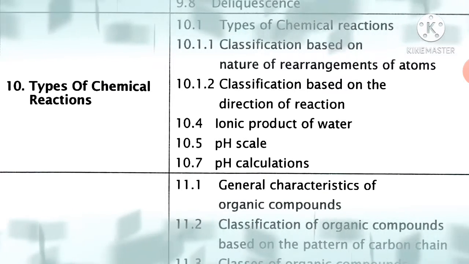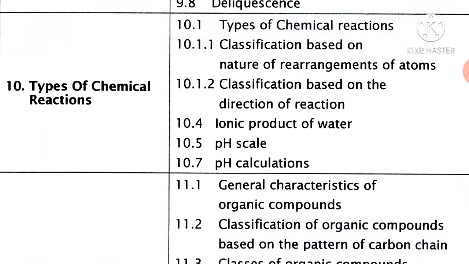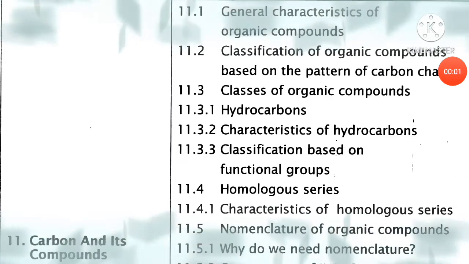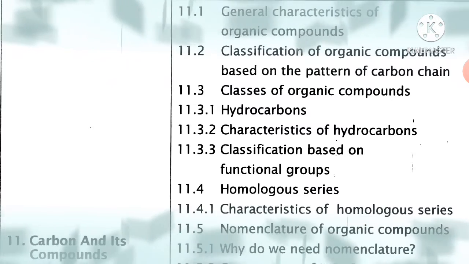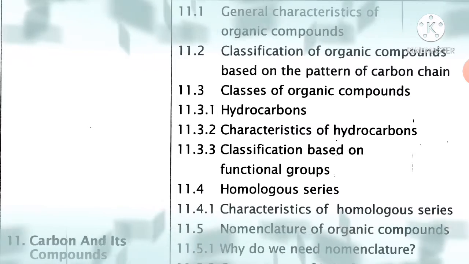10.4 Ionic product of water. 10.5 pH scale. 10.7 pH calculations. Unit 11 Carbon and its compounds. 11.1 General characteristics of organic compounds. 11.2 Classification of organic compounds based on the pattern of carbon chain. 11.3 Classes of organic compounds.